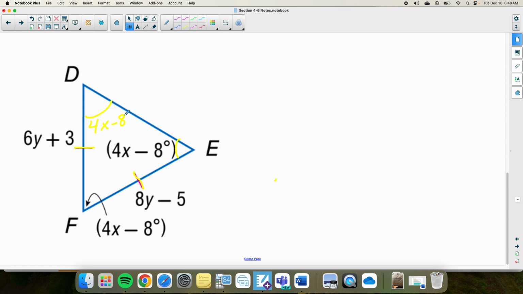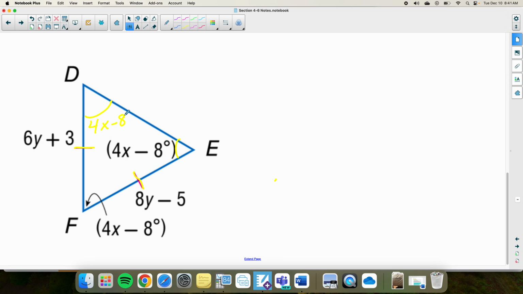Okay? Now, here's the deal. When we go to do this, I could add up 4x minus 8 plus 4x minus 8 plus 4x minus 8 and set it equal to 180. And that would be fine. You can do it that way. But do we know what one of these angles would be?